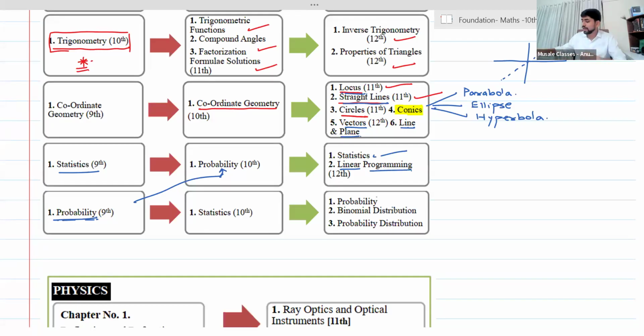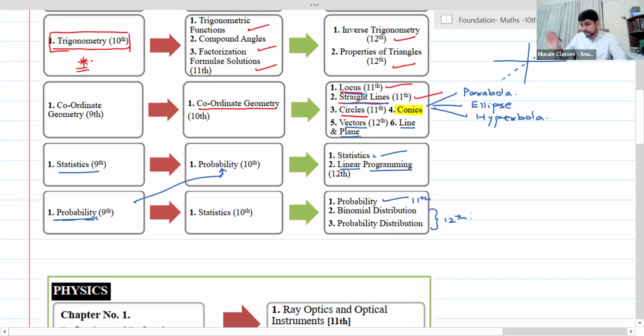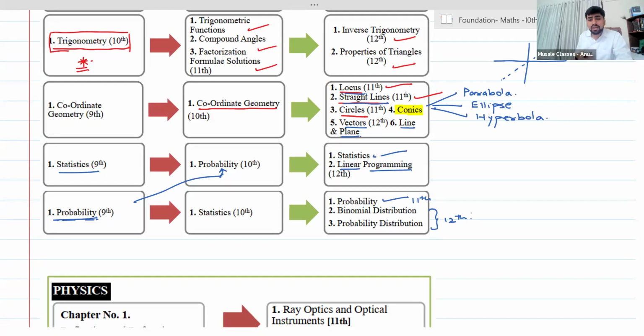Okay. Continuing ahead, children, probability is another chapter that we study in 11th standard. This is taught in 11th. And these two chapters are taught in 12th standard. They are related to probability itself. One is called binomial distribution and the other is called probability distribution. They are based on probability only, but extensive topics which are taught in 12th standard.